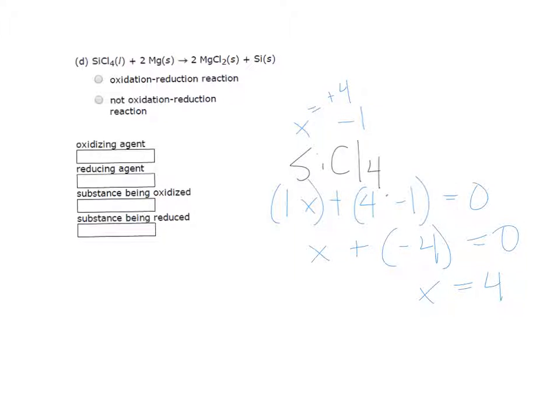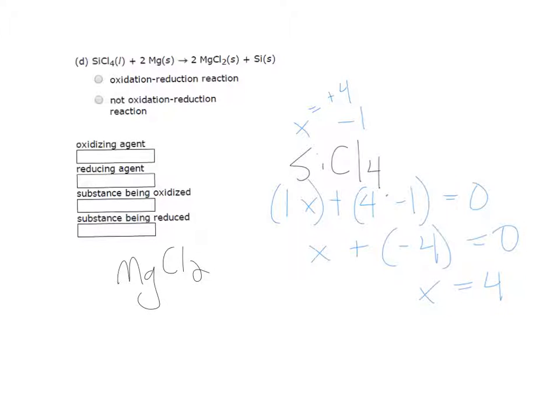Now on to magnesium. If it's neutral and alone, its oxidation state is 0 by definition. Same thing with solid silicon. Neutral and alone, oxidation state of 0. Magnesium chloride.